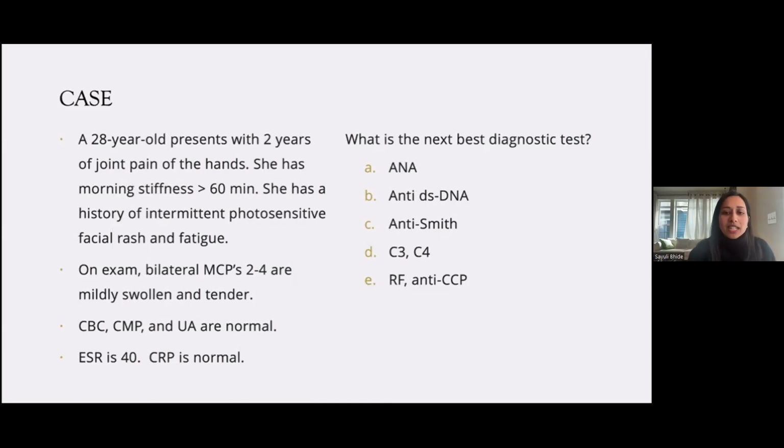Love it. So most people said ANA. Some people said anti-dsDNA. Okay, we'll talk about that. And then someone said RF or anti-CCP. Great. So the right answer is ANA.